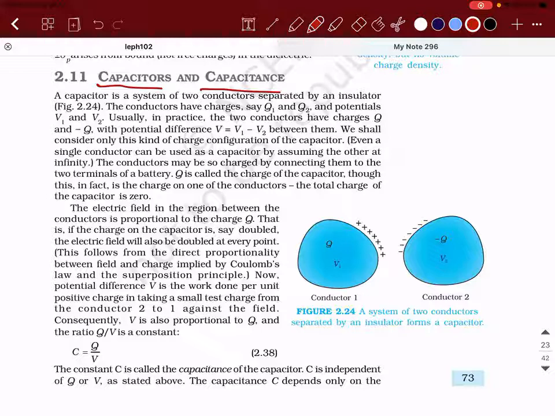Now, first is how exactly a capacitor is formed in the first place. That's what we need to understand. So if you take two conductors, what are you going to do? You're going to take two conductors. The conductors can be of any shape.